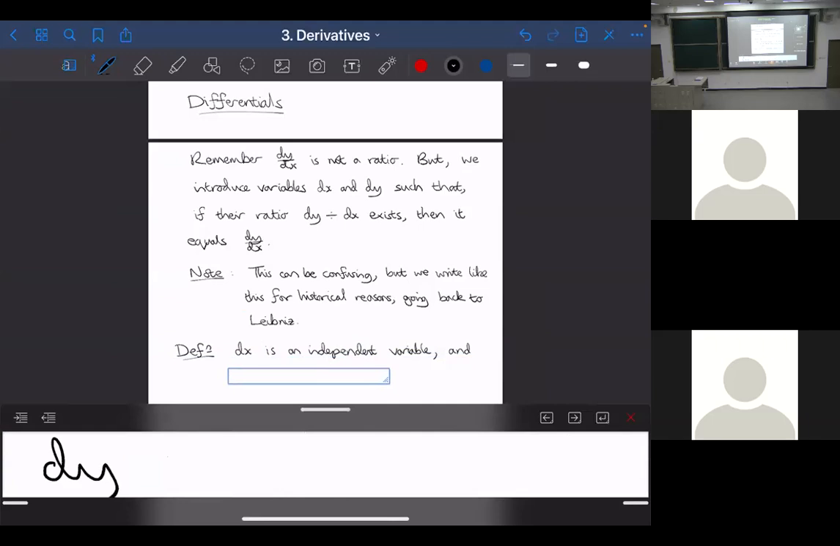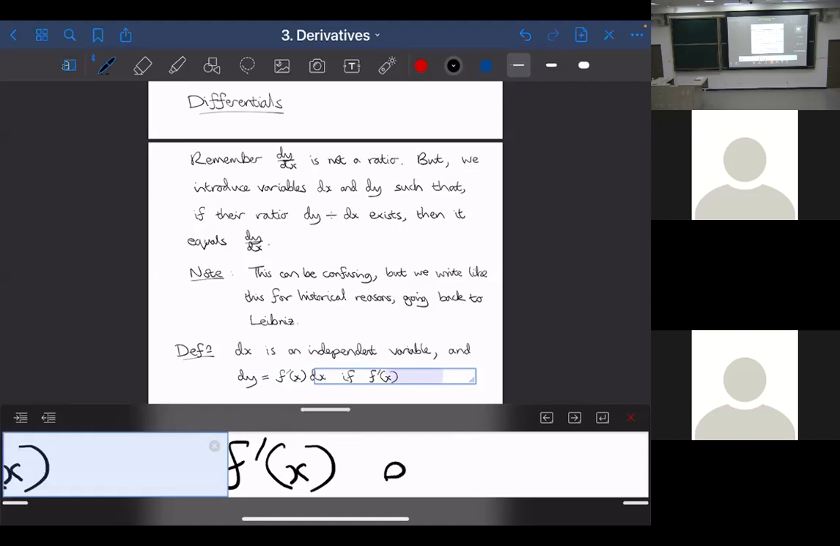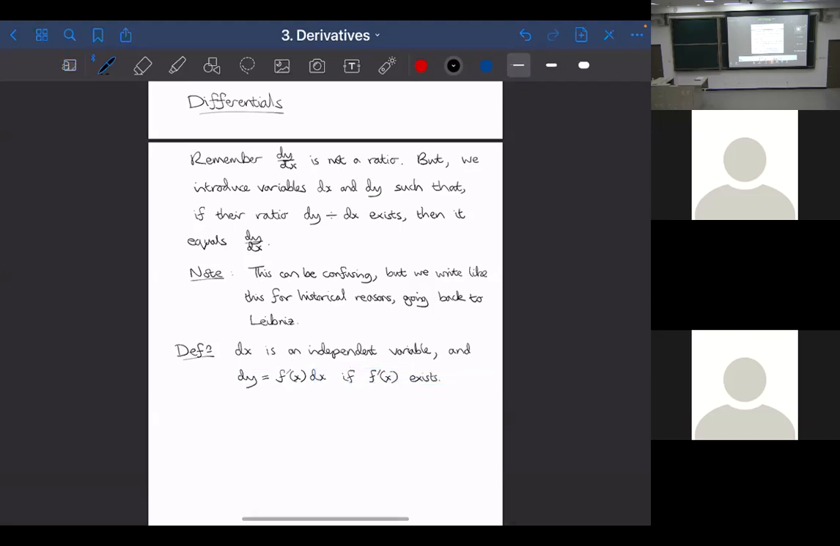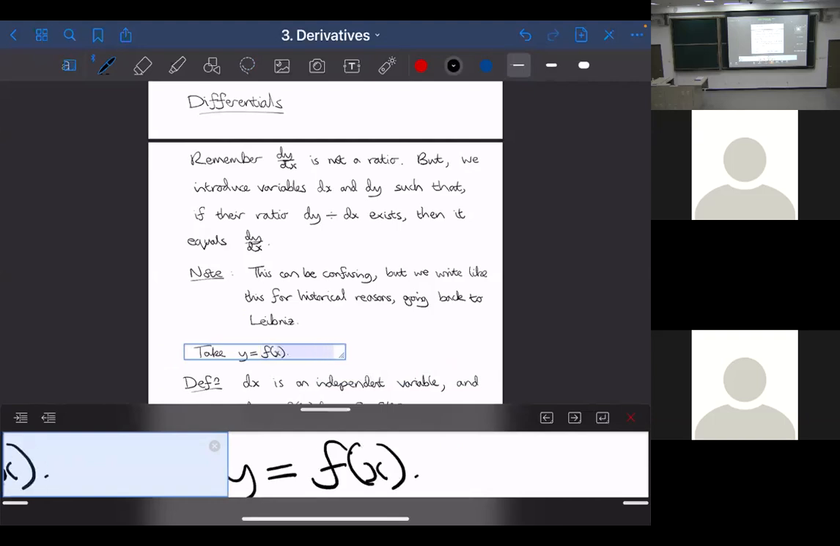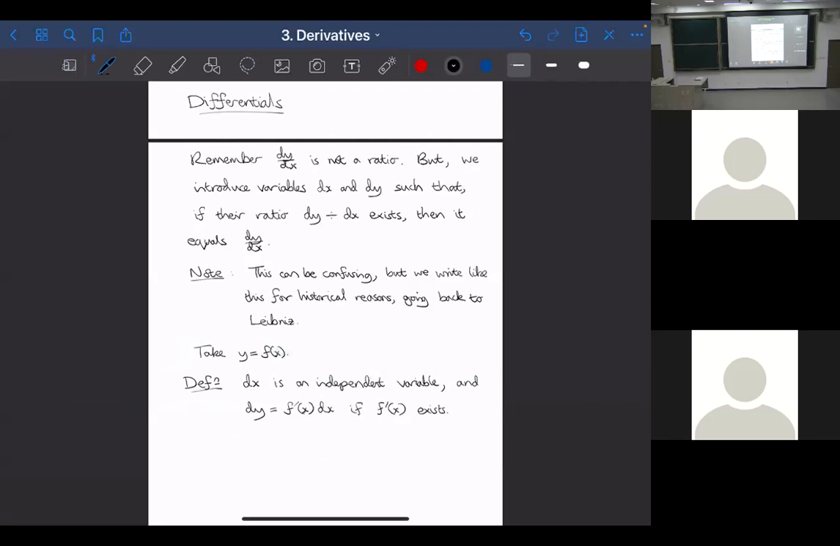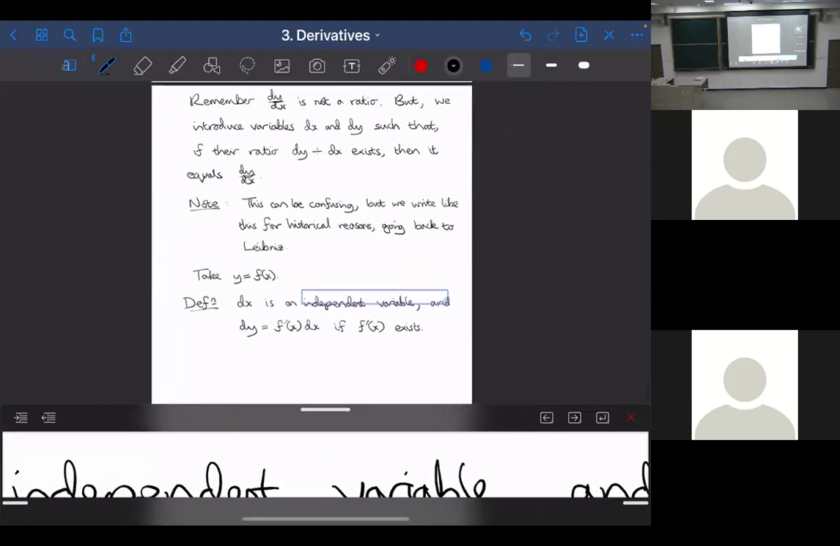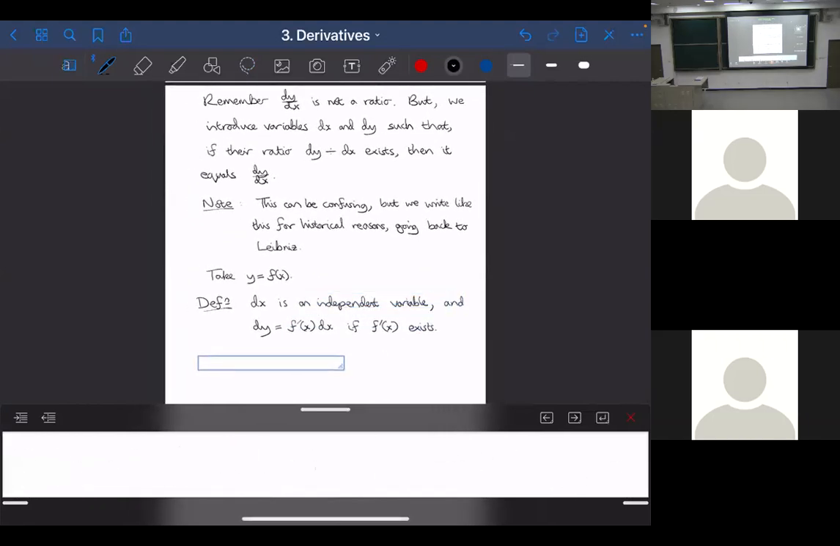And dy is f prime x times dx, if f prime x exists. So just to be clear, I should say, take y a function f of x. So that makes it very easy to write down what dy is.